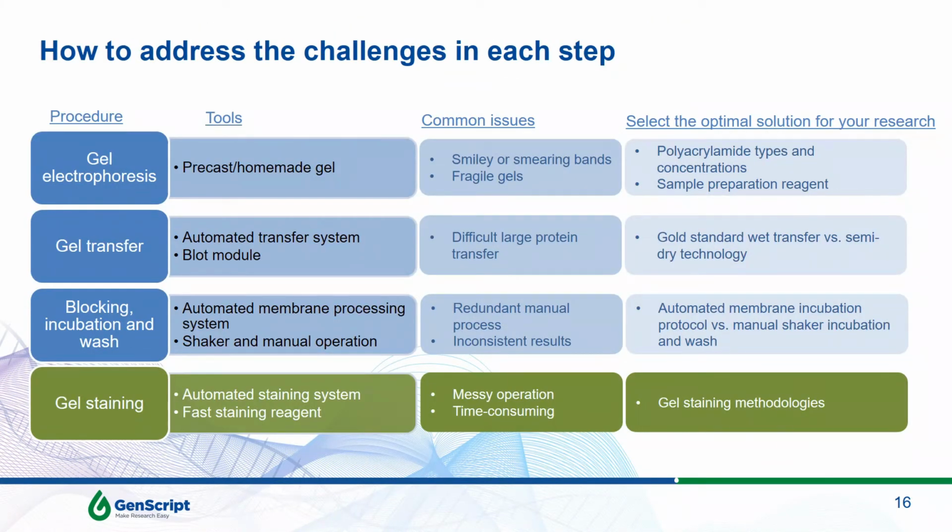In addition to the common Western blotting procedures, some biochemistry labs also do a lot of gel staining. There are many staining reagents out there, but messy operation and time-consuming are still the common issues for this procedure. There's also one automated staining system, and I will go into the detailed comparison on the next slide.